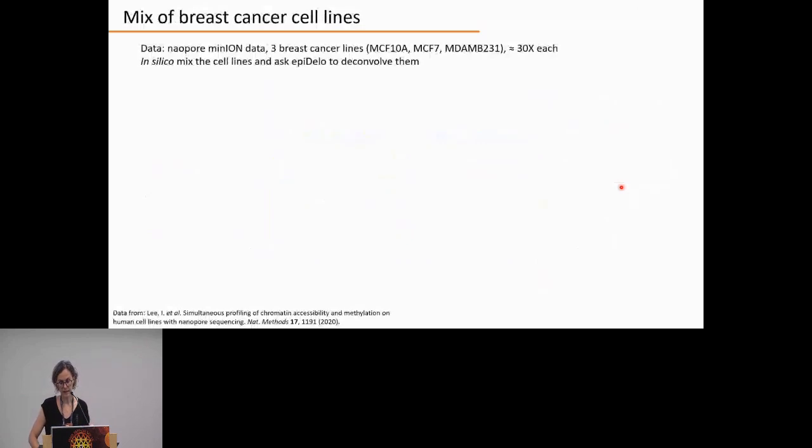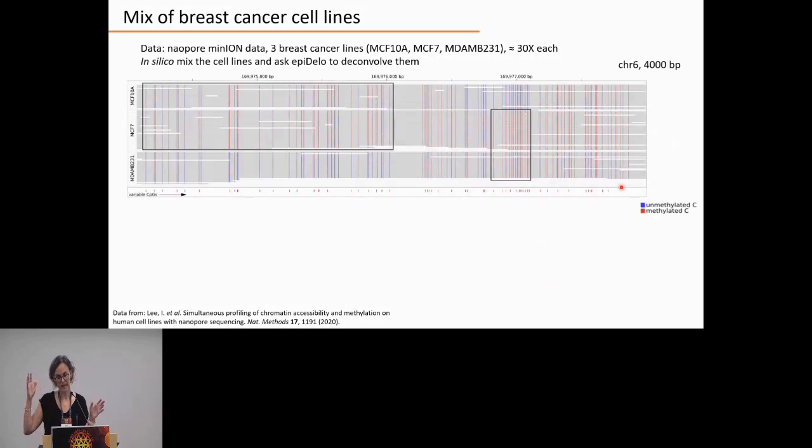So we first tried this method using publicly available data. This is 3 different breast cancer cell lines for which we know their origin, but we mixed them in a single data set. And then we asked our algorithm, can you deconvolve those reads? And can you tell me what clones are present in the data? Here I'm showing you an example of chromosome 6. It's around 4,000 base pairs long, and every gray bar is one of these single reads. Because I know where the reads come from, though the program doesn't, I've grouped them already by their cell type of origin. And the red dots are methylated cytosines, and the blue dots are unmethylated cytosines.